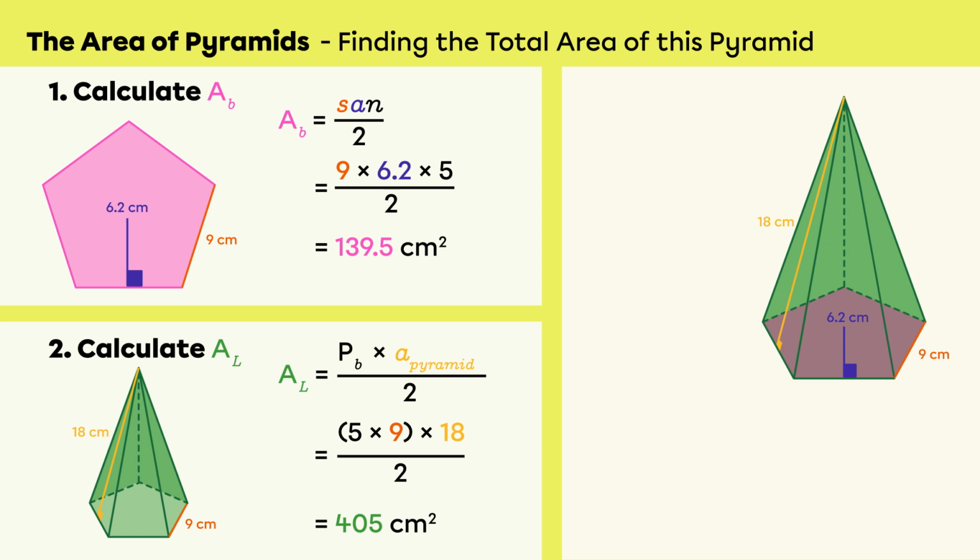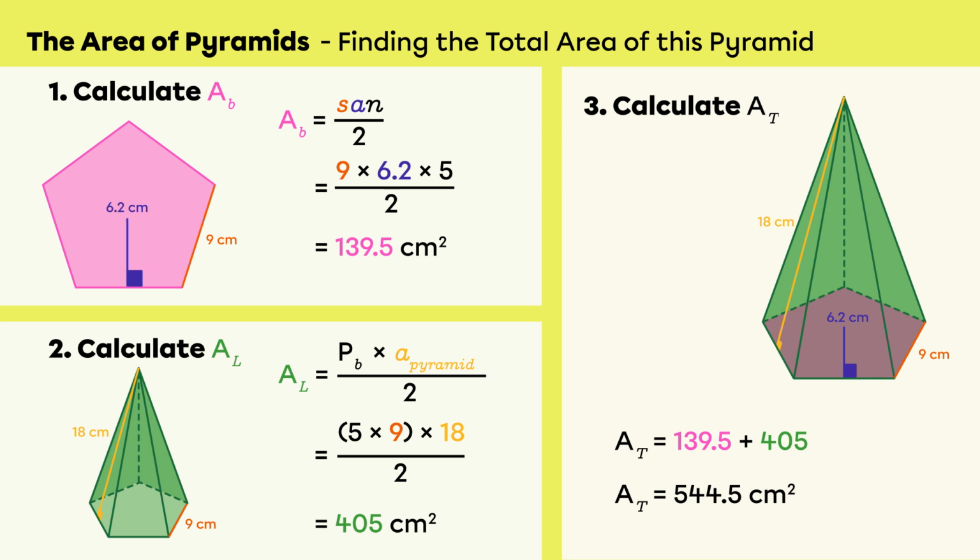You now have everything you need to find the surface area of this pentagonal pyramid. Adding the area of the base and the lateral area together gives a total surface area of 544.5 centimeters squared.